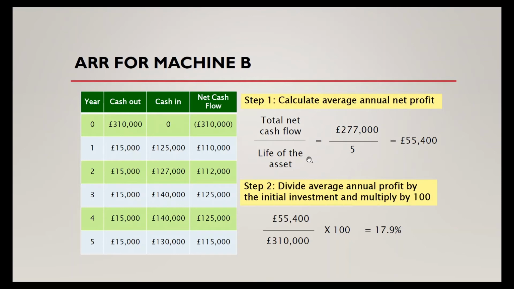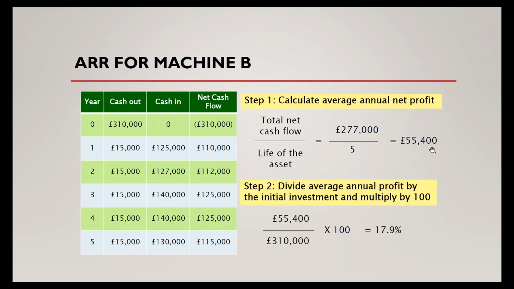Then we have to divide this by the life of the asset. In this case, the life of the asset is this column here. So we do not include today, and we include the rest of the years. As you can see from this table, the life of the asset is 5 years. So in this case, £277,000 divided by 5 years for the life of the asset gives us an average of 55.4 thousand pounds per year.